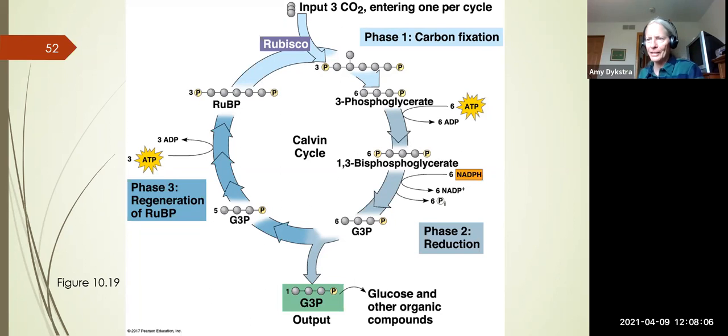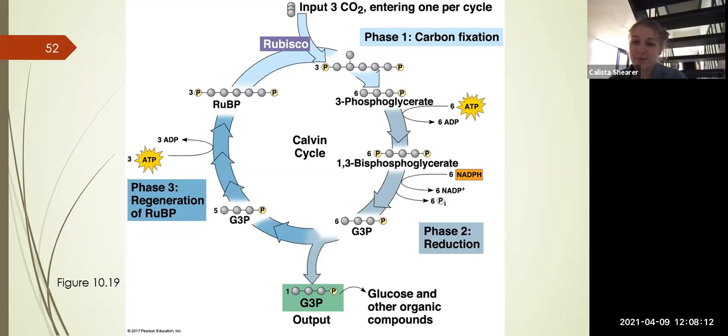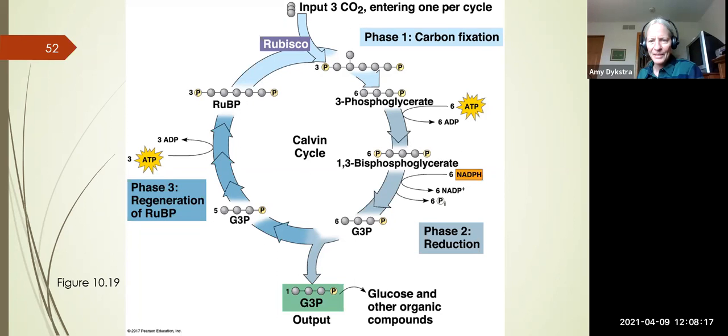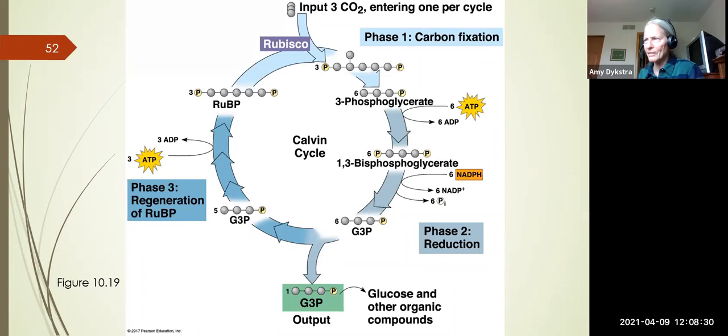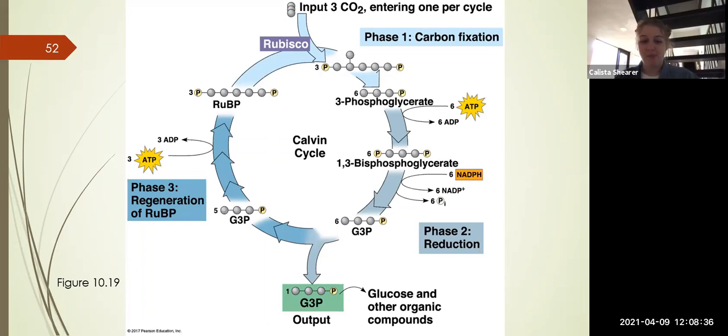Okay, so Callista, can you explain to us how you got your answer? I got my answer mainly from looking at the graph where you can see that there are 6 ATP on one side, and then there's another 3 that come up on the phase 3, and then 6 NADPH are used in phase 2 of reduction. Okay, but your answer wasn't 9 and 6, was it? Yep. Oh yeah, it was.